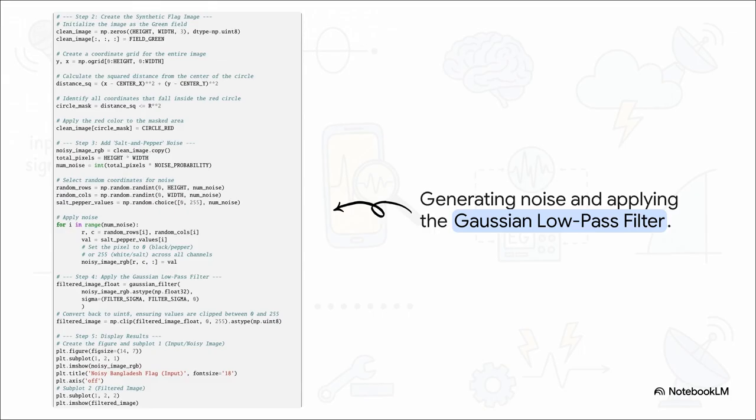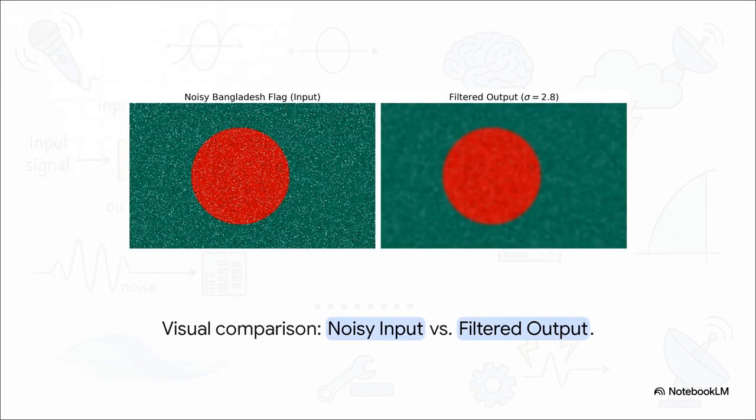Why? Because it tells the algorithm to smooth the image across the spatial height and width, but not across the color depth channels. If you blurred the color channels together, our nice red and green flag would turn into a muddy brown mess. Ultimately, this Gaussian filter is acting as a 2D low-pass filter. It mathematically averages the intensity of each individual pixel with its surrounding neighbors, completely washing out those isolated extreme salt and pepper spikes. Let's look at the final visual comparison here to see how we did.